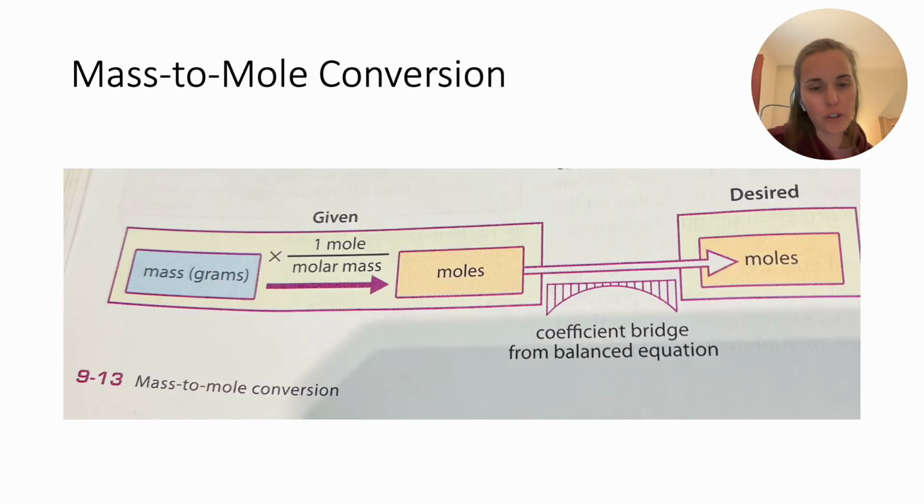Mass to mole conversions are going to have slightly more steps, because you need to go not from moles to moles, you need to convert from your mass to a mole, which we've been doing. And that is where you use your molar mass, because you're going from grams to moles, and you're saying for every 1 mole, it's this many grams of this compound or this element. That'll get you your moles, and then you're going to multiply by your mole ratio, which you get from your balanced equation, and that will get you your desired amount of moles.